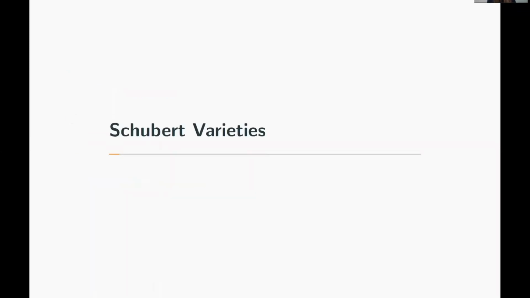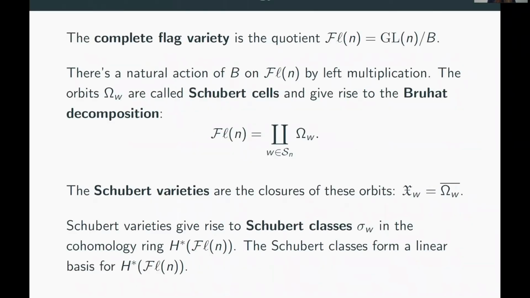Okay, so starting off with Schubert varieties, there's this complete flag variety, which you can think about as the quotient of the general linear group by the Borel subgroup of upper triangular matrices. There's a natural action of this Borel by left multiplication, and the orbits of this action are called Schubert cells. They give rise to this Bruhat decomposition, which is a cell decomposition of the flag variety. There's one Schubert cell for each permutation in the symmetric group.